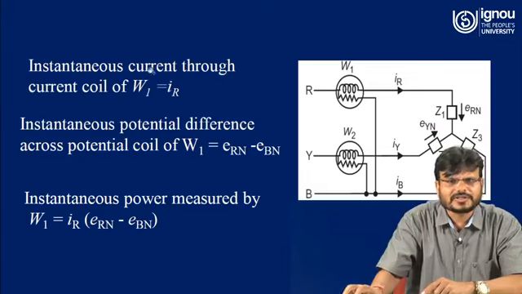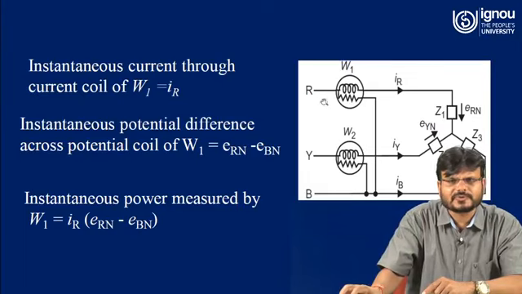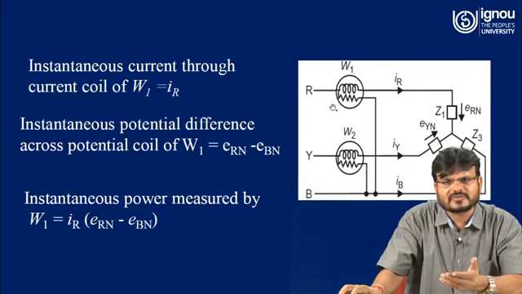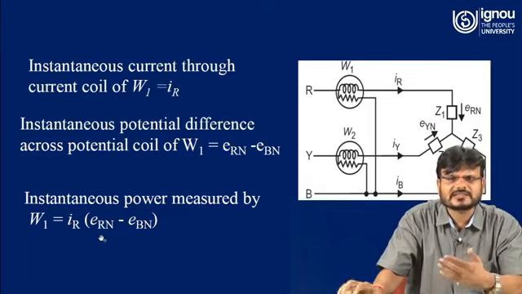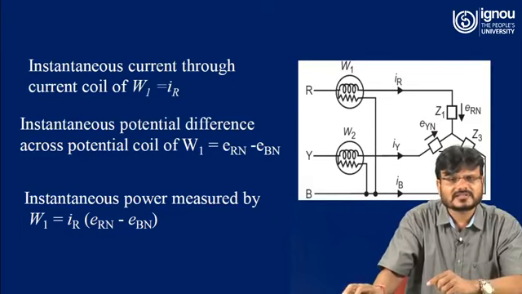So as I already told you, the instantaneous current flowing through this R phase is equal to what? That is iR, and the voltage across wattmeter W1 is what? That is eRN minus eVN. So the instantaneous power measured by W1 is equal to iR multiplied by (eRN minus eVN). So this is the power measured by W1.